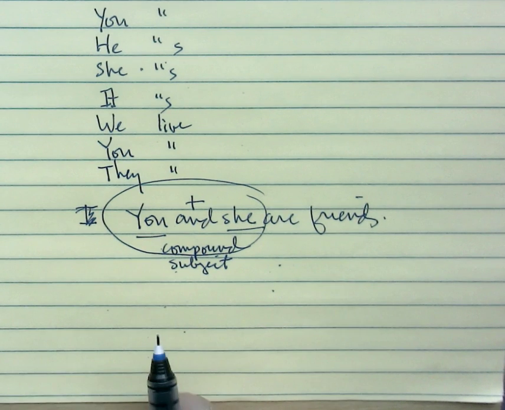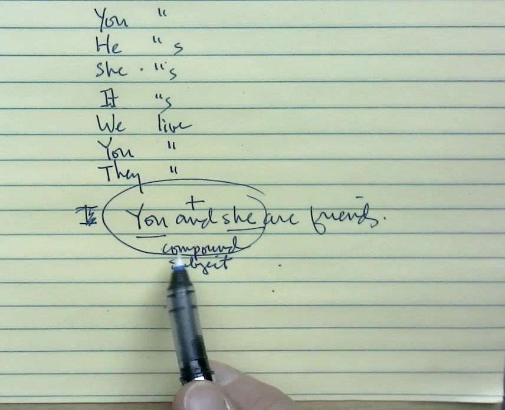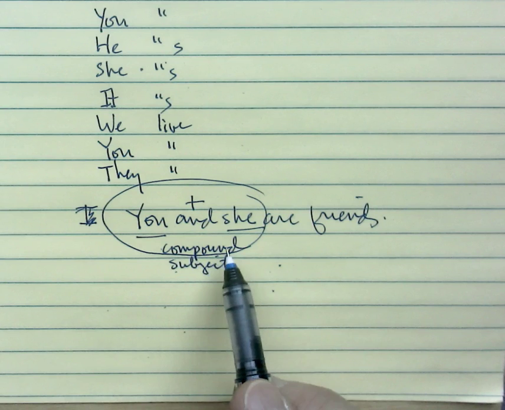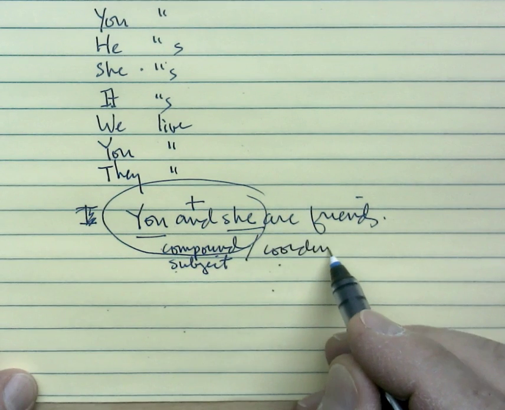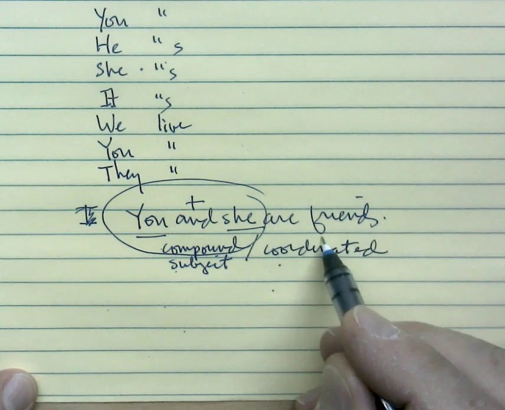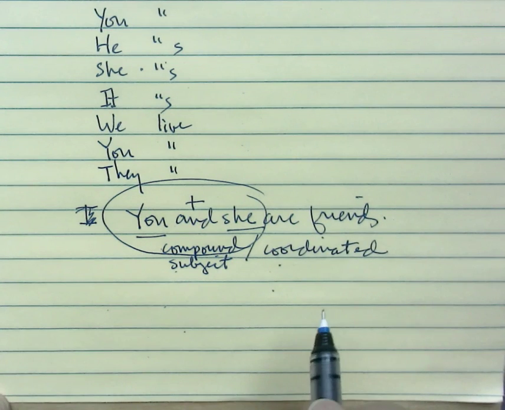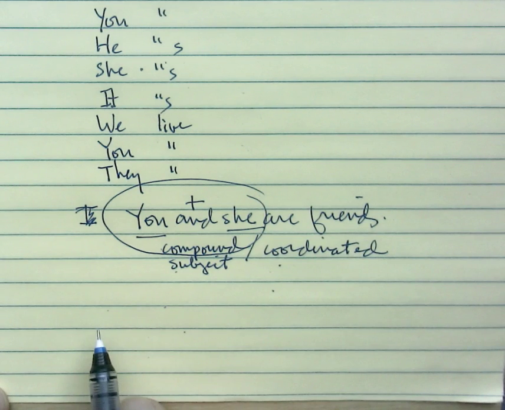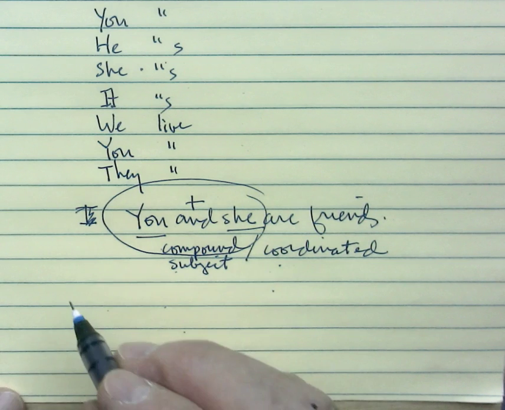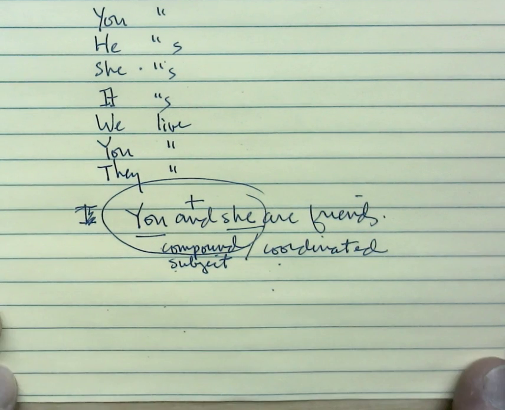Now, vernaculars do something very interesting when they have a compound subject or a coordinated subject. Compound and coordinated talk about the same kind of procedure. And coordinated subjects in a vernacular use the object pronouns. So the object pronouns, maybe we should do that first. Let's just go through that.